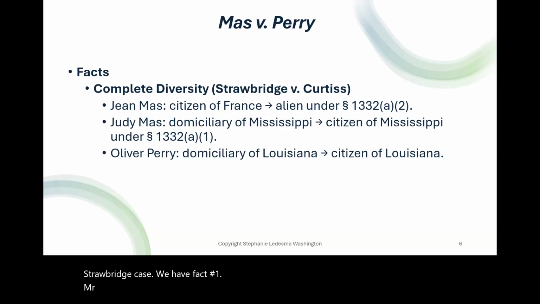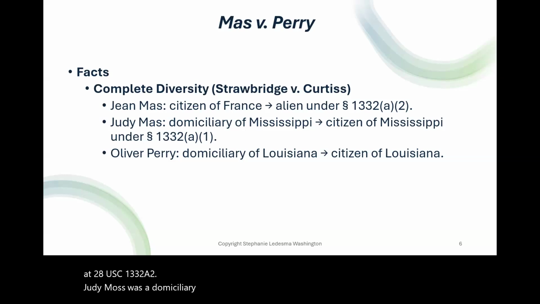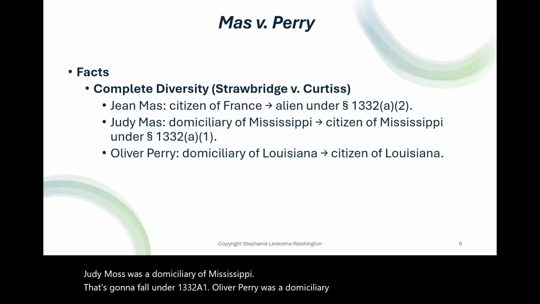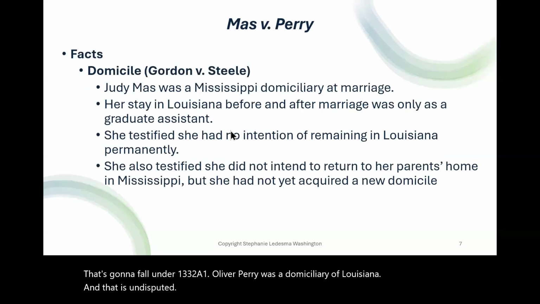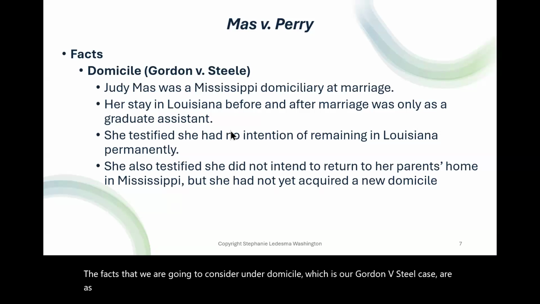For the facts that should be organized under complete diversity, that's the Strawbridge case, we have fact number one. Mr. Moss, that's John Moss, is a citizen of France. So as to the diversity statute, we're looking at 28 U.S.C. 1332(a)(2). Judy Moss was a domiciliary of Mississippi. That's going to fall under 1332(a)(1). Oliver Perry was a domiciliary of Louisiana, and that is undisputed. The facts that we are going to consider under domicile, which is our Gordon v. Steele case, are as follows. Judy Moss was a Mississippi domiciliary at marriage. Here's an example for all you trial advocacy fans.